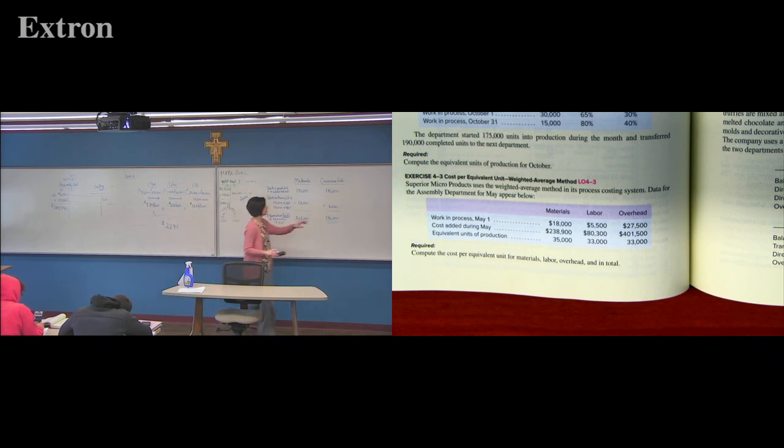Now, look at my instructions. It says, compute the cost per equivalent unit for materials, labor, overhead, and in total. So the question wanted to know what each of these was separately and in total. So what does that mean? It means that in that department, 1 unit costs $22.94 to manufacture, whatever is happening in that department. So far, so good?